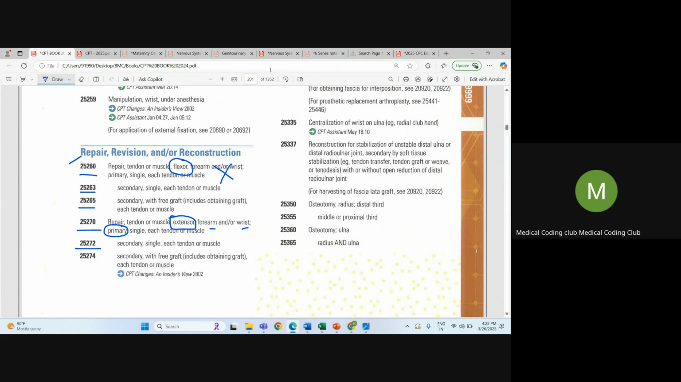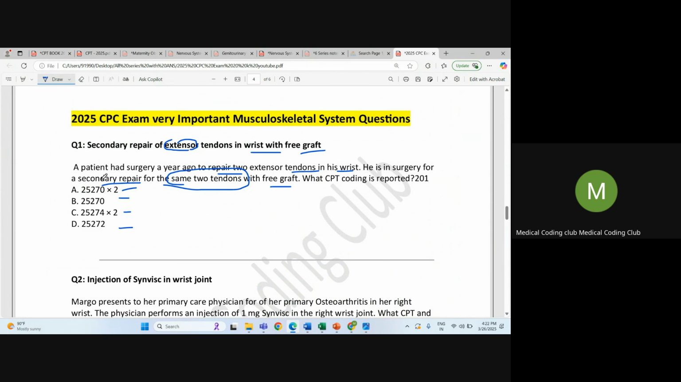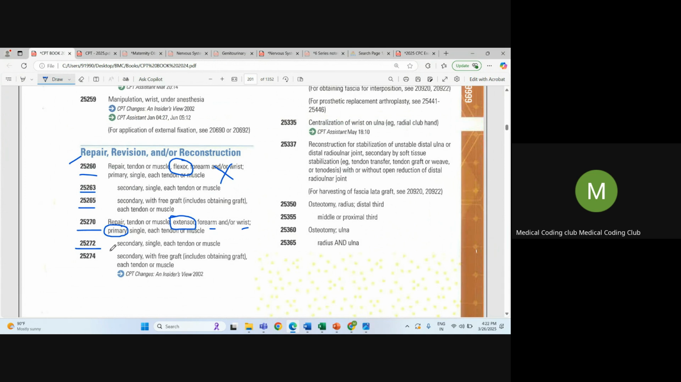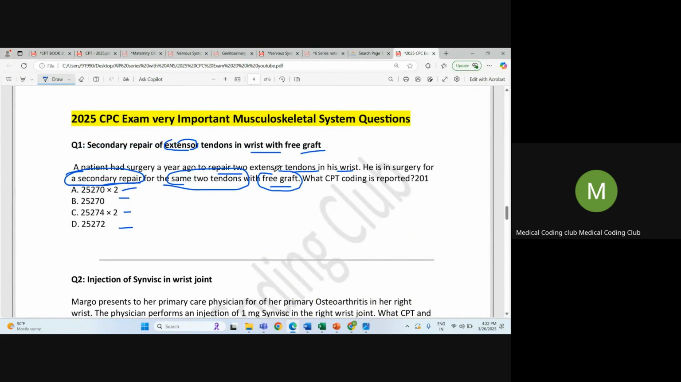We don't need the primary procedure. In our question they're talking about the secondary procedure, so we have to select the secondary repair. For the secondary repair, the answer should be 25272, secondary single, each tendon or muscle. Also there is an additional code, secondary with free graft, 25274, again for each tendon or muscle. Noting that free graft, refer to the question one more time. In our question they also said free graft.